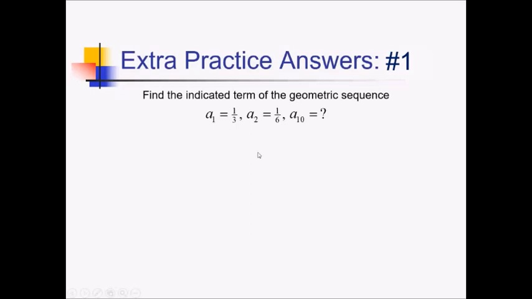So let me write out my formula. We have a1 times r to the n minus 1, giving me that nth term. a1 we already know is 1/3. For r, we have to do a2 divided by a1. So 1/6 divided by 1/3, that'll tell me what my common ratio is, what I'm multiplying by each time.